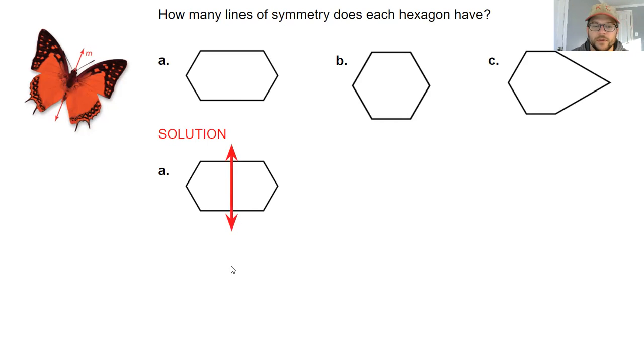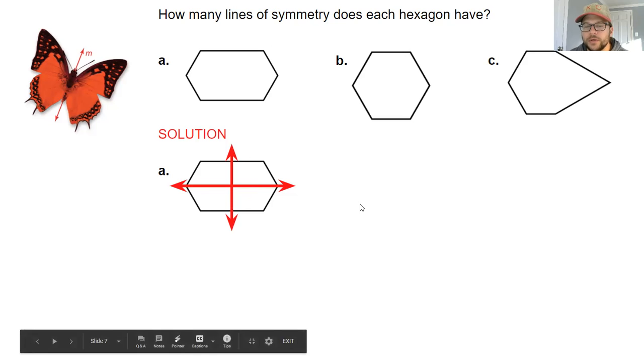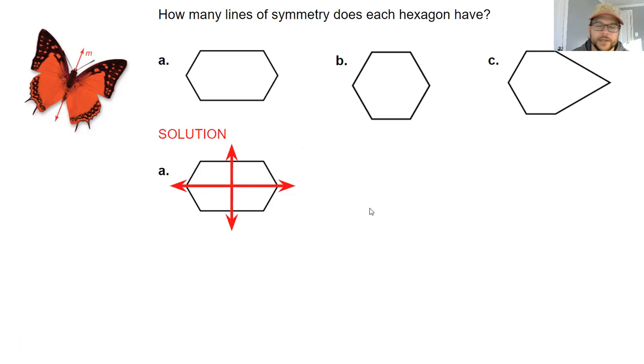If you draw a vertical line, the whole left side of this hexagon is equal to the whole right side. It is being reflected. Same thing with drawing a horizontal line. Everything on top of this hexagon is going to be equal to everything on the bottom that is being reflected. So those are two lines of symmetry within that shape.